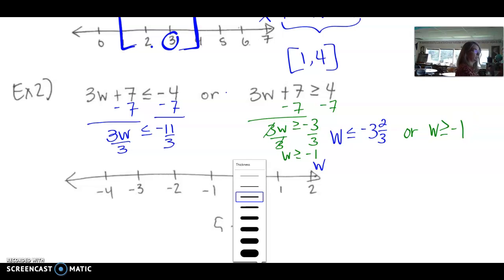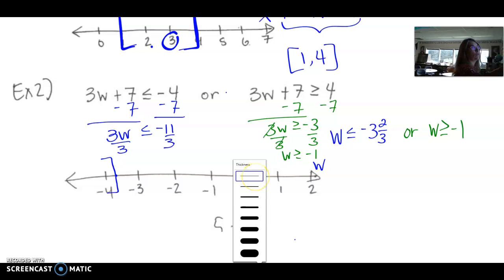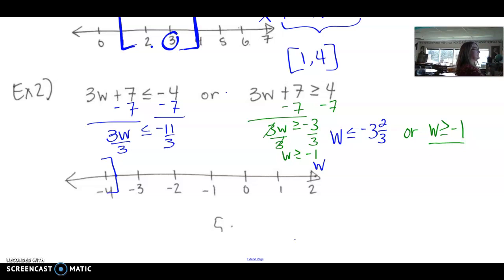I'll do the blue with the blue pen. W is less than or equal to -3 and 2/3. So -3 and 2/3 is approximately here. And it's all the numbers less than that. So I'm going to open my bracket to the left, and I'm going to put a square bracket there. And then graphing the other part, or W is greater than or equal to -1. Start at -1, and the numbers greater than that go this direction.